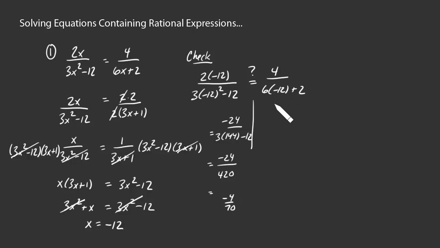Okay, over here on the right, of course, we have 4 over. That'd be negative 72 plus 2, which would be negative 70. And certainly that and that agree. Okay, so x equals negative 12 is indeed a solution to this guy.